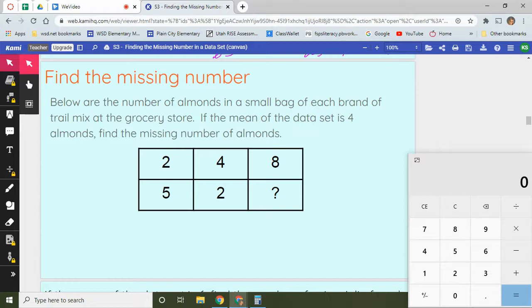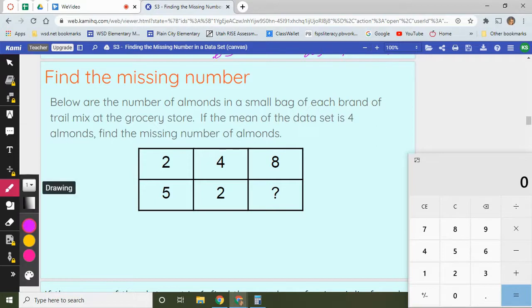Okay. Directions say find the missing number. So below are the number of almonds in a small bag of each brand of trail mix at the grocery store. If the mean of the data is 4 almonds, find the missing number of almonds. So it's written a little differently than our last ones, but the process stays the same.